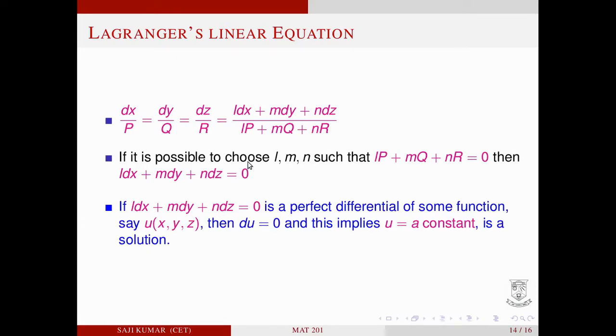Similarly, for another choice of this Lmn, we can find another independent solution, say v is equal to a constant. So in all the cases, whenever we are choosing these multipliers Lmn, you have to ensure that the denominator part LDS plus MDY plus NDZ goes to 0, and the obtained expression is in a perfect differential format. That means it is the differential of some unknown function, say u, du is equal to 0. Then only we can find u is equal to a constant, or in the format v is equal to a constant.